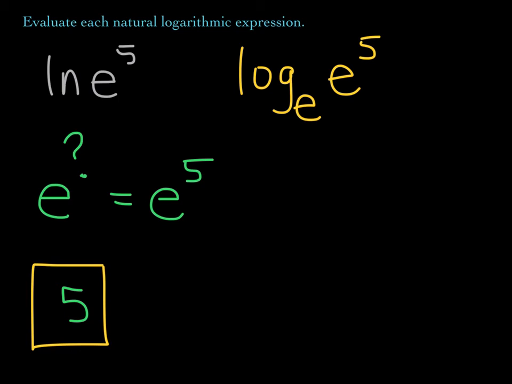Some students like to say that the natural log and this e kind of cancel each other out, and all you're left with is this exponent up here. Okay, that's true, but I'd rather you really understand, it's not that they're canceling each other out. I would really love for you to understand what this notation means.